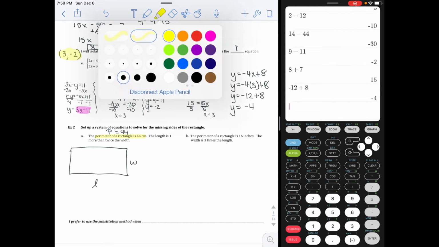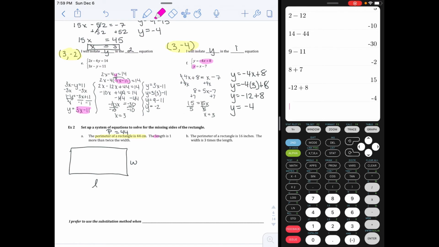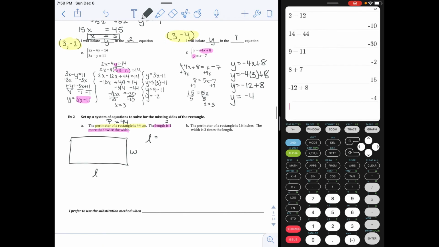But now I have to annotate and figure out what this part means in math, right? So we're going to read it. Length is, so that means length equals 1 more than twice the width. 1 more than means addition, twice the width. Twice means to multiply. Great. So I have that, but did I say anything about the width? The width is nothing, right?